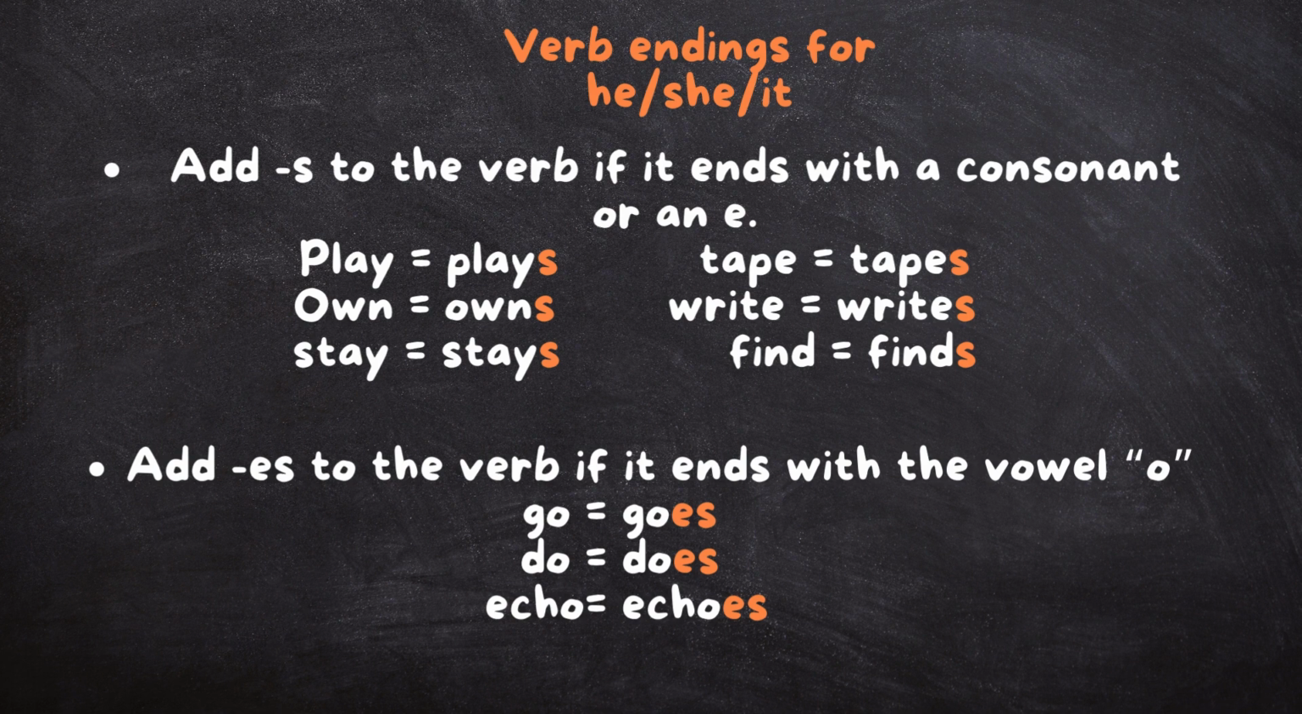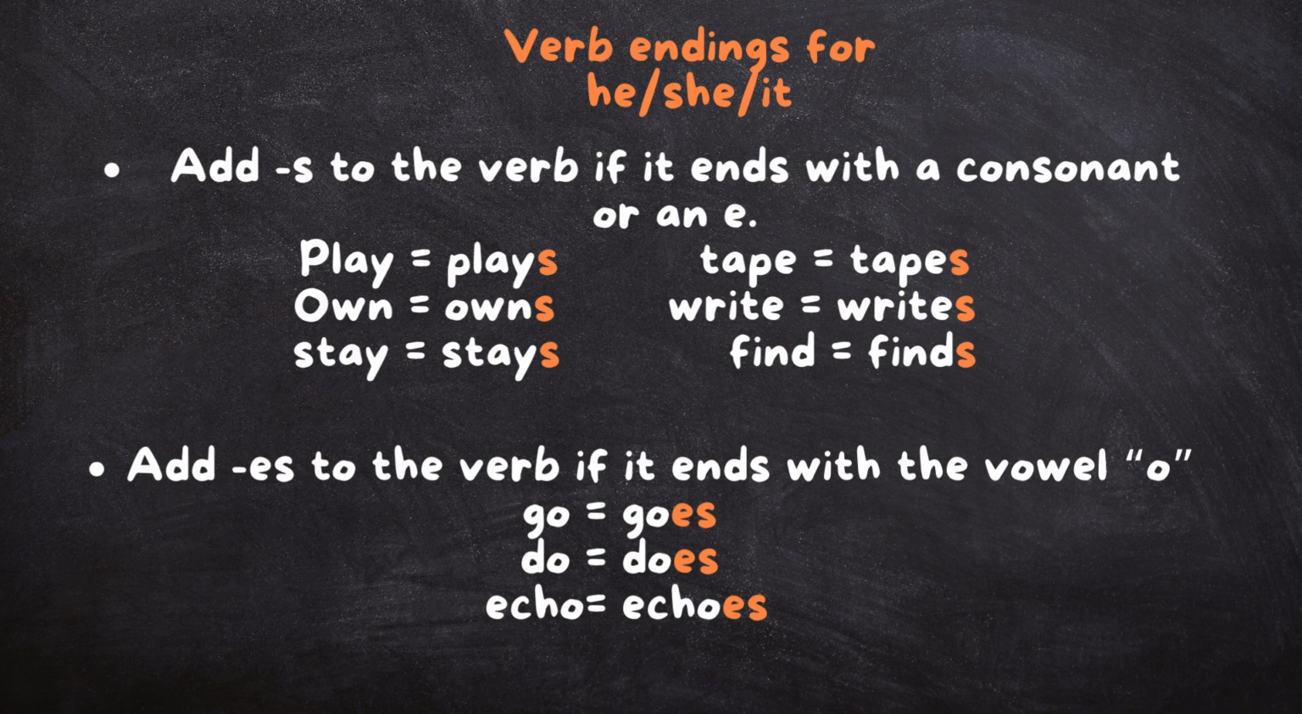The first rule: add s to the verb if it ends with a consonant or an e. Examples: play, own, stay. With play, own, and stay, they all end with a consonant, and the consonant they end with is y for play, and for own, and for stay, y. So what do we do here? To change these verbs into the present simple, we add an s to them just because they end with a consonant. So play becomes plays, own becomes owns, stay becomes stays.